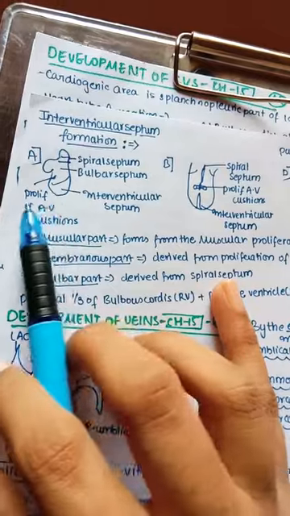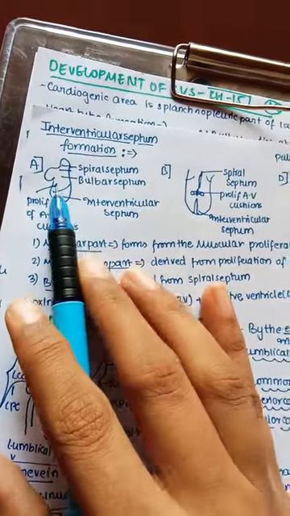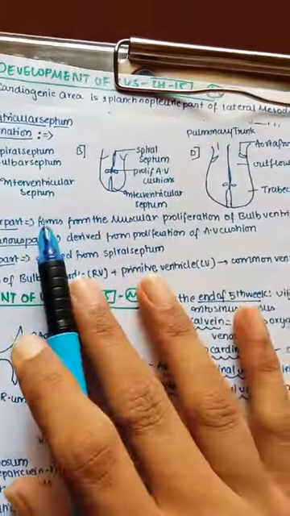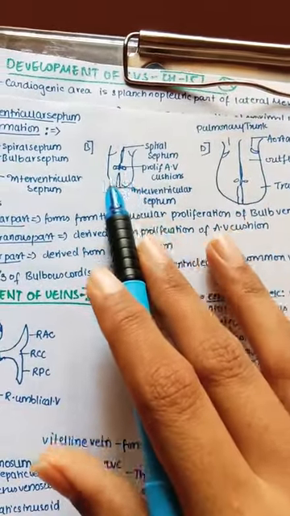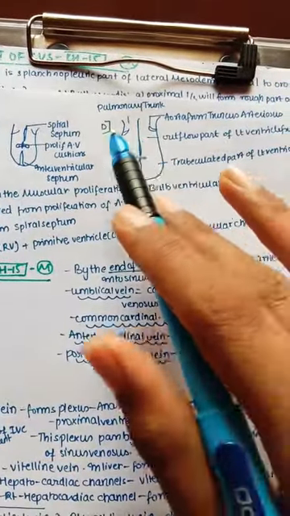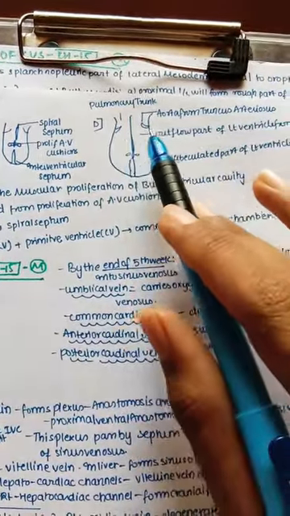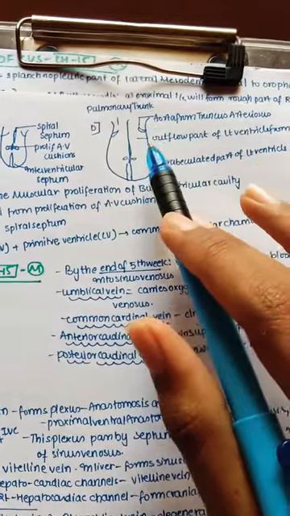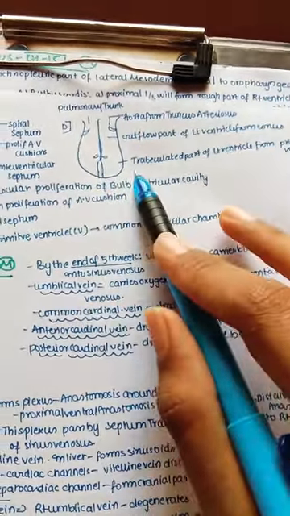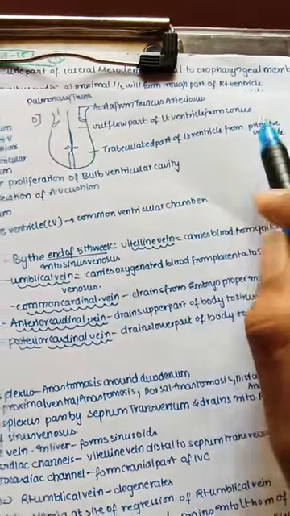Now how this forms: it's a proliferation of AV cushions. It forms a septum intermedium, right? So in the B structure you can see this is a spiral septum, proliferation of AV cushions and interventricular septum. So this is the pulmonary trunk. Here the pulmonary trunk forms, here the aorta forms from the truncus arteriosus. So this is the outflow part of our left ventricle from the conus, and the trabeculated part of the left ventricle from the primitive ventricle.